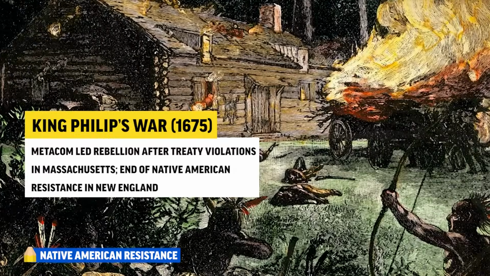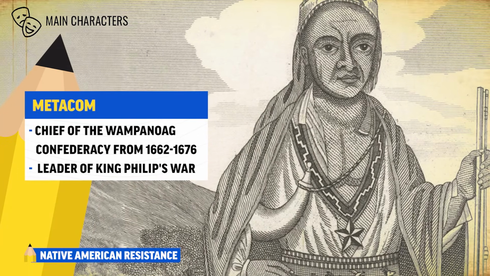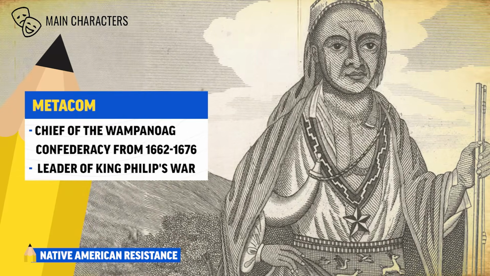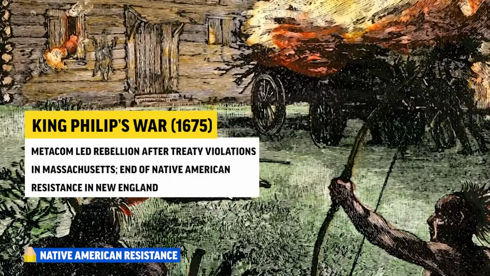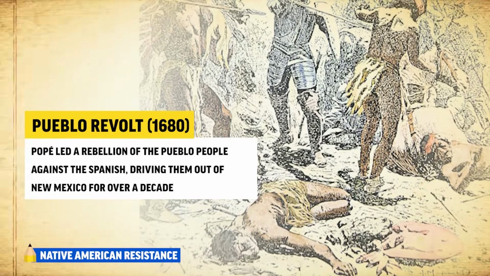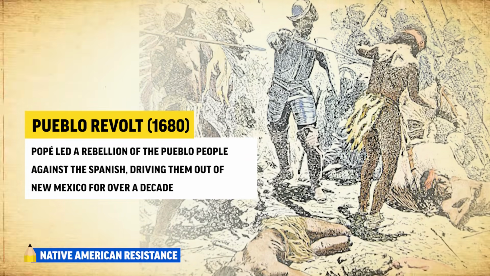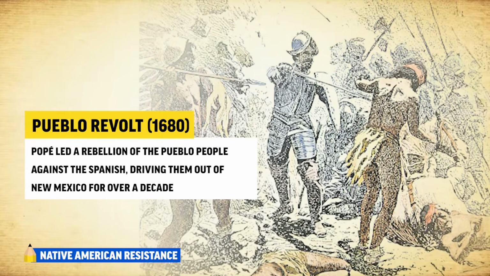And King Philip's War, also known as Metacom's War. Metacom led a rebellion in 1675 after becoming frustrated with numerous treaty violations by the settlers in Massachusetts. This is generally known as the end of Native American resistance in New England after 3,000 natives died in the conflict. And finally, the Pueblo Revolt, which took place in 1680 under the leadership of Pope. This conflict differed from the others because it was against the Spanish, and it was successful in driving the Spanish out for over a decade.